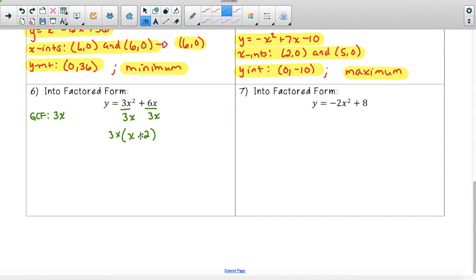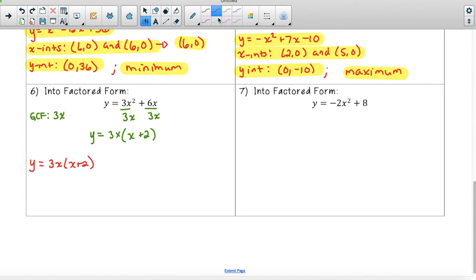We look to see if we can factor this any further on the inside, since there are two terms, by checking for a difference of squares. We have a linear x here, therefore we cannot factor this further, because this is an x to the first power and we factored out our GCF already. So we actually have it as y equals 3x times x plus 2. This is as factored as it gets. So in factored form, this is y equals 3x, parentheses, x plus 2.